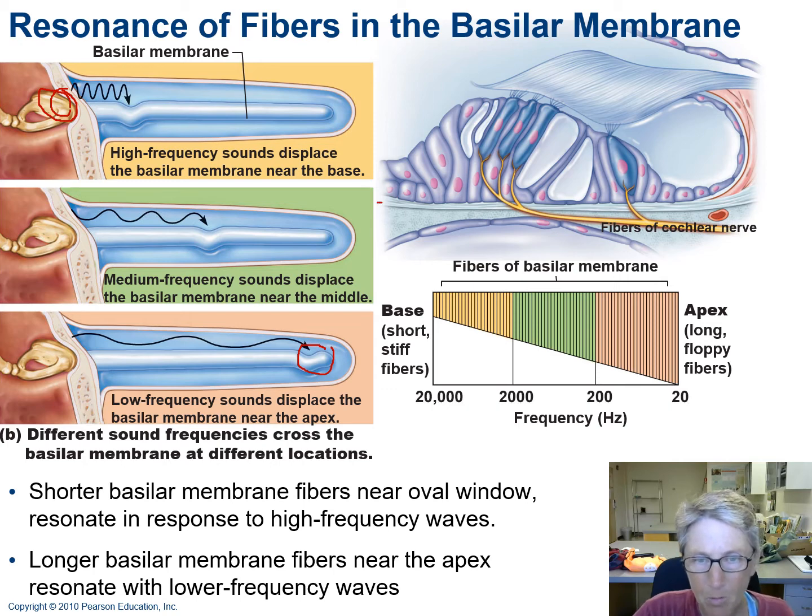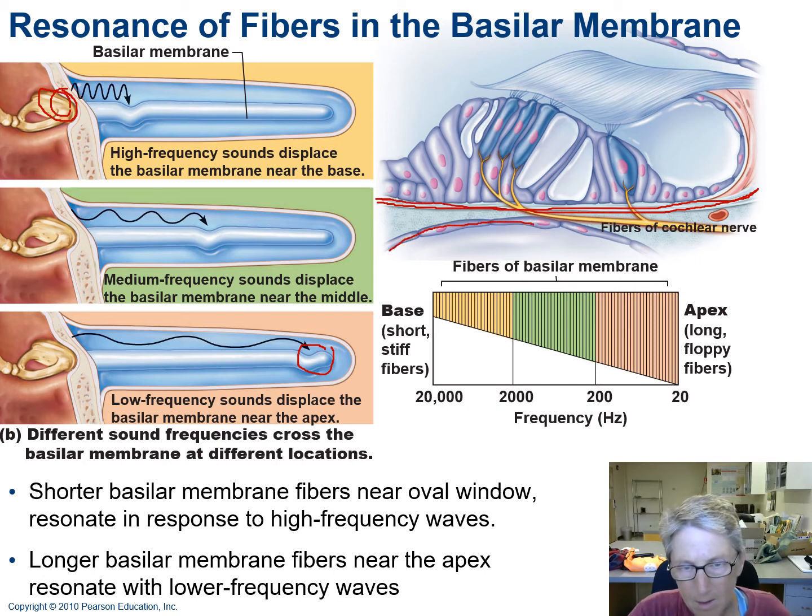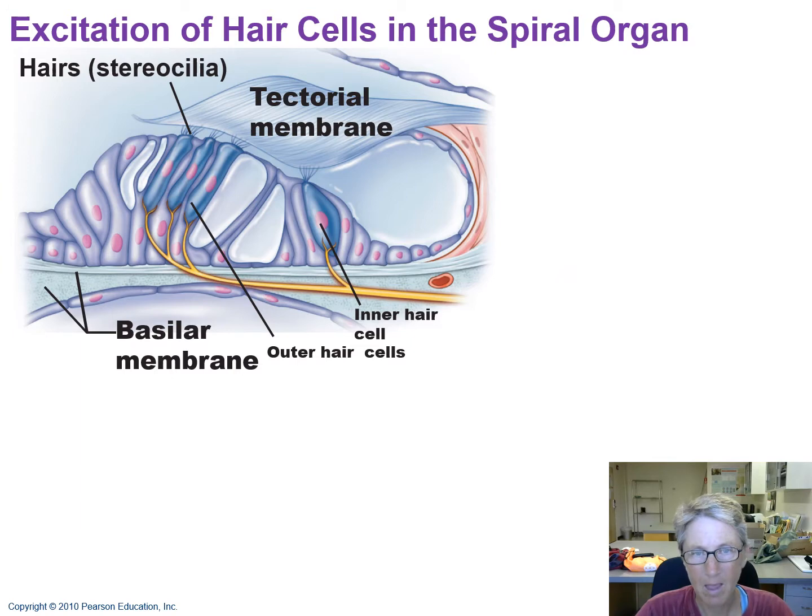Here's the basilar membrane, and remember, here's the scala vestibuli with the perilymph in here, and when that fluid is moving, it's going to cause the basilar membrane to move up and down. And when the basilar membrane moves up and down, those fibers are going to move up and down because they're attached to the inner hair cells and the outer hair cells.